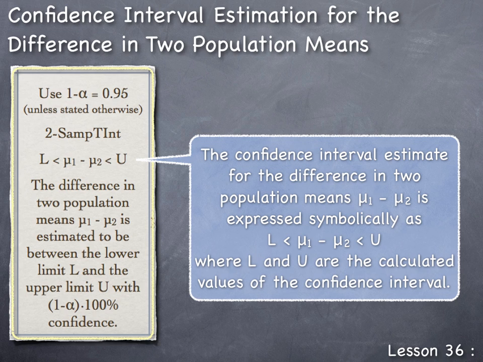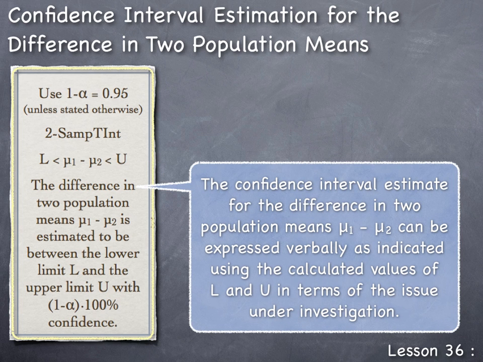Now, the confidence interval estimate for the difference in two population means, mu1 minus mu2, is expressed symbolically as L less than mu1 minus mu2 less than U, where the L and U are the calculated values of the confidence interval.